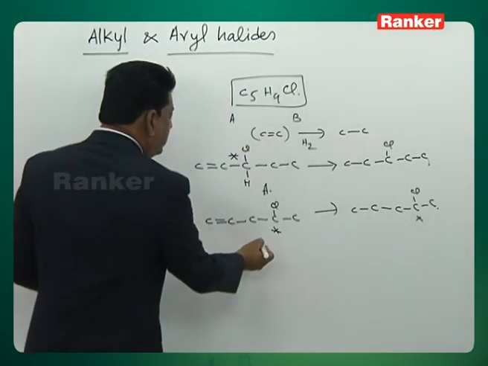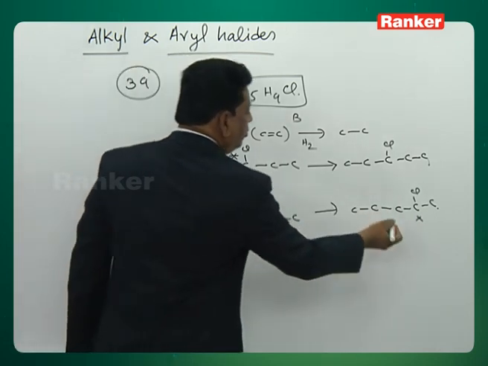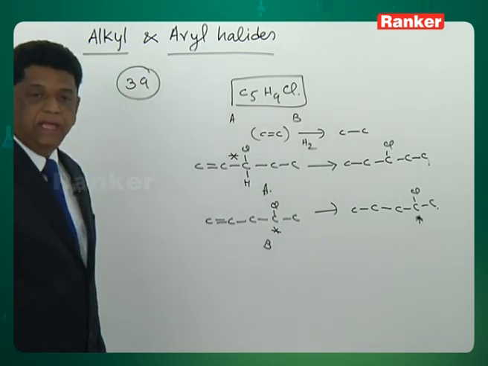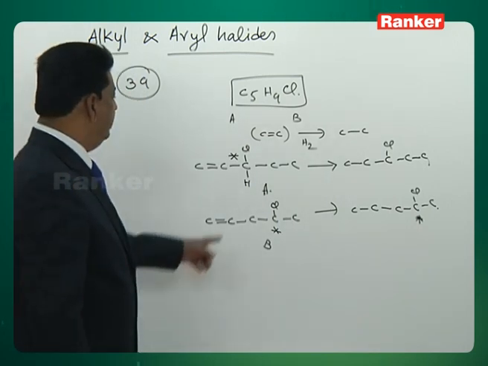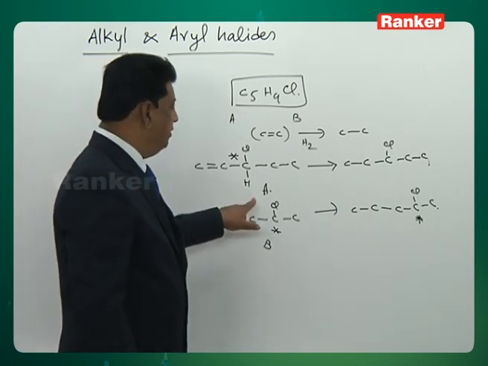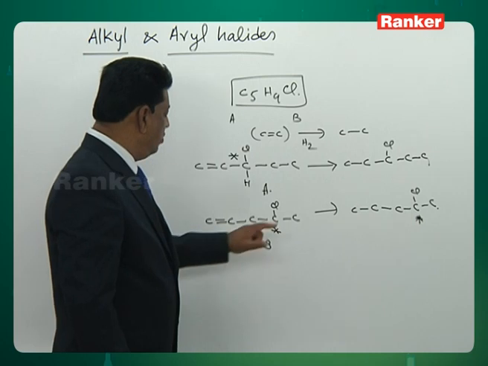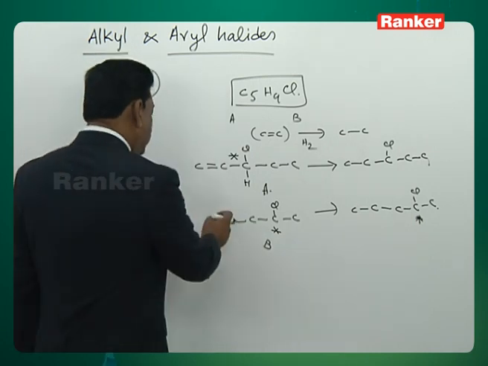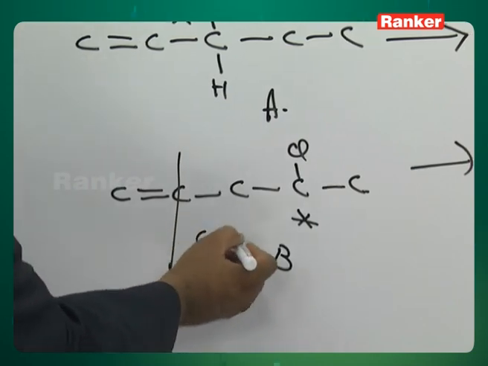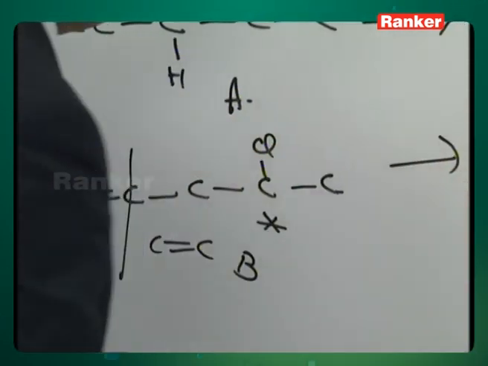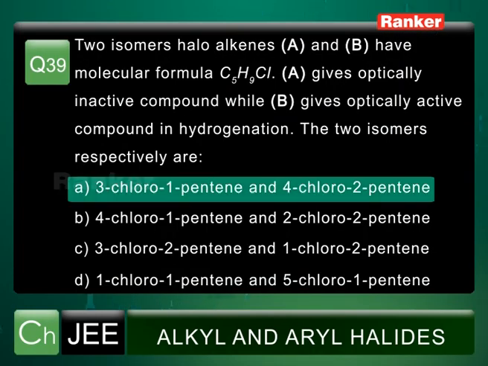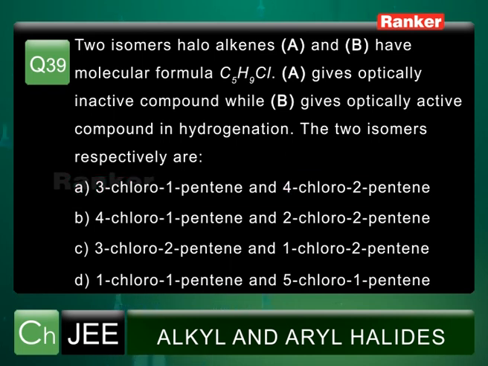B is originally optically active. After reduction also, you have an optically active center. So therefore the answer: A is 3-chloro-1-pentene, and B is 4-chloro-2-pentene. It can have the double bond here or it can be here. So either way it is okay, it makes no difference. The double bond is converted. So in both the cases, that is option A. Answer A is the right answer.